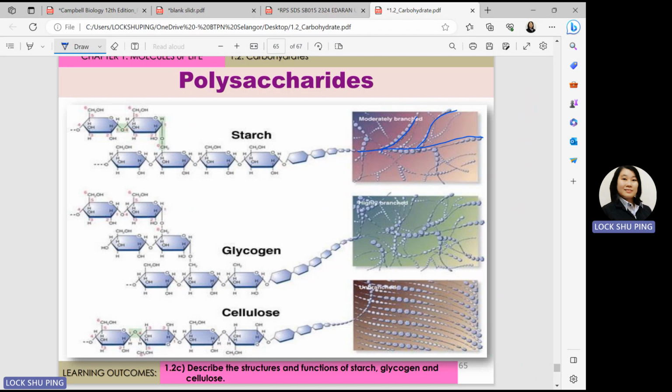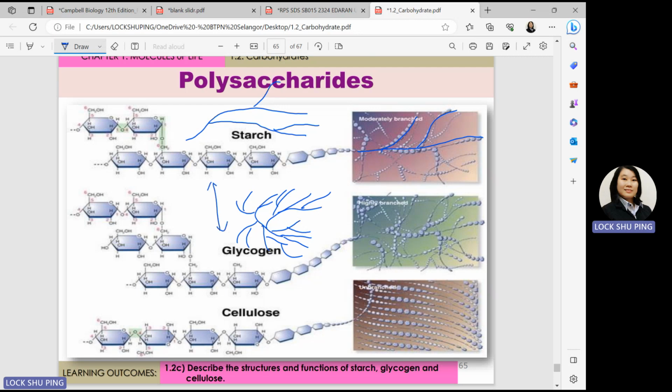but the branches are not compact. The branches are not that many. But if you look at the glycogen, branching happens very fast, and they are highly branched from one another. If you look at the amylopectin, normally only after a very long stretch does one branch occur. So comparing starch and glycogen, you're going to notice that glycogen is more branched.